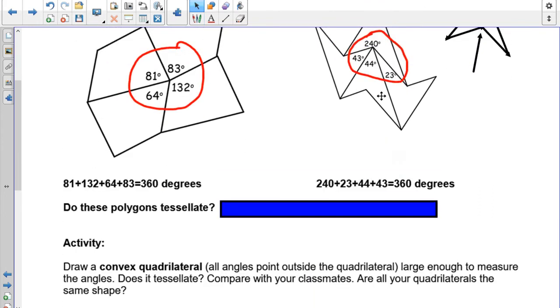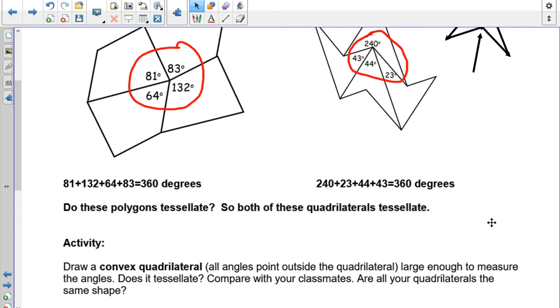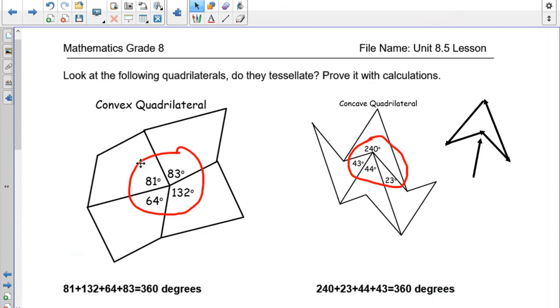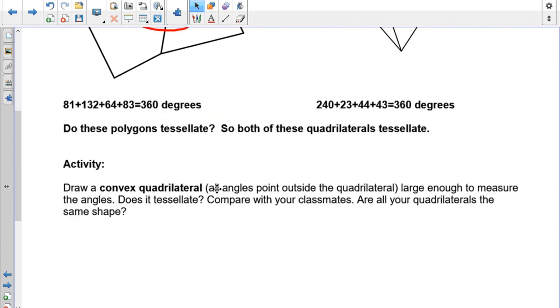So do these two polygons tessellate? Yes, they do. All right? They both tessellate. So here's proof. Quadrilaterals all tessellate, and the previous page was triangles.